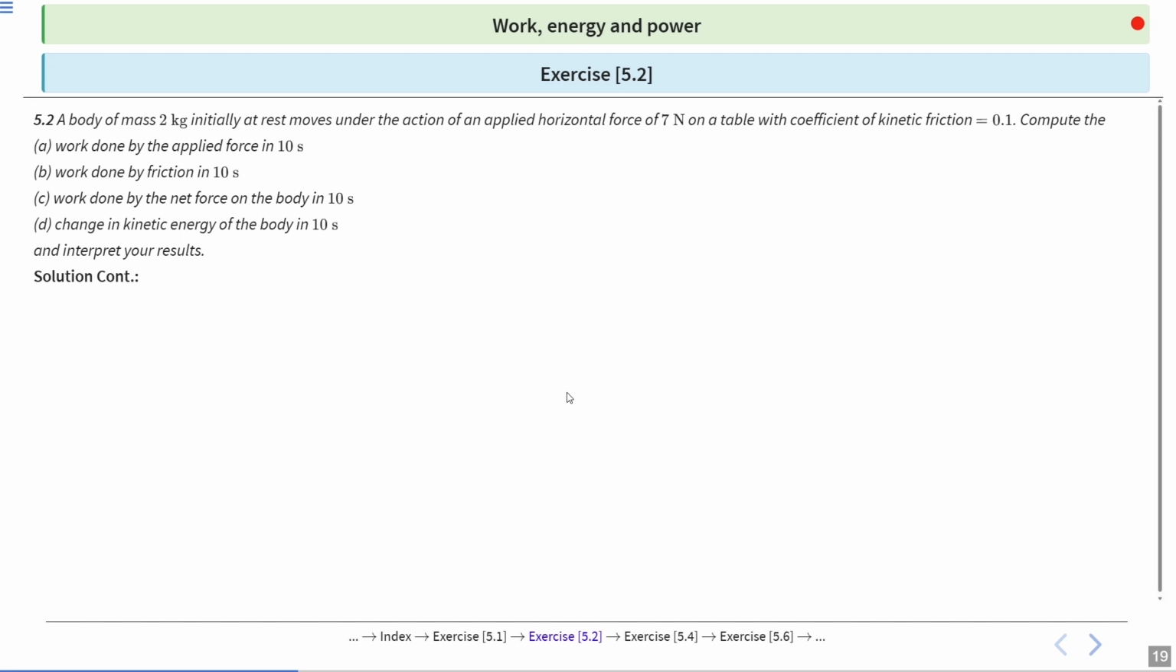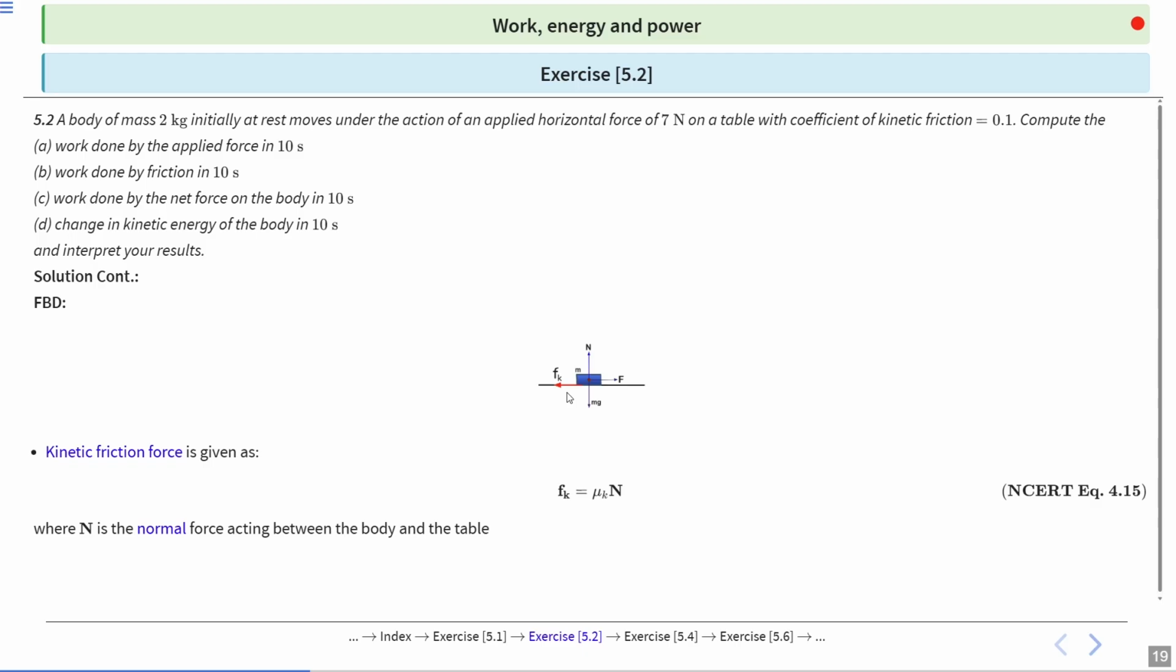Now, second situation. The kinetic friction is given as Fk is equal to mu k N. Here the weight of the body is acting vertically downward and the normal reaction vertically up. So N is equal to mg. But the kinetic friction here is mu k N, where N is the normal force acting between the body and the table.